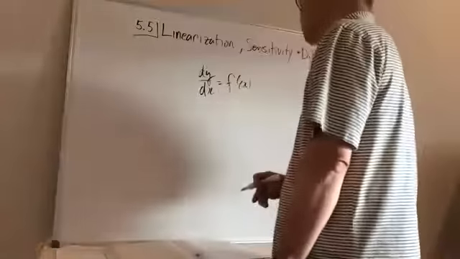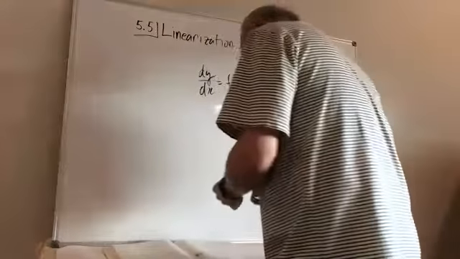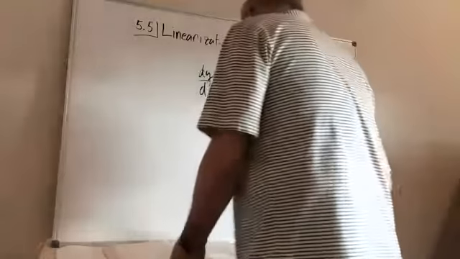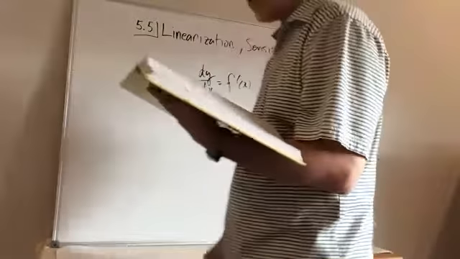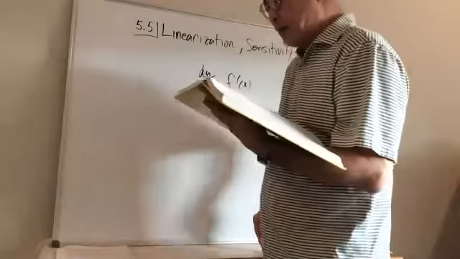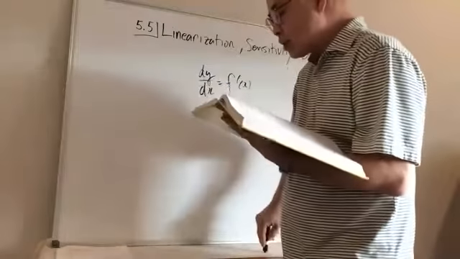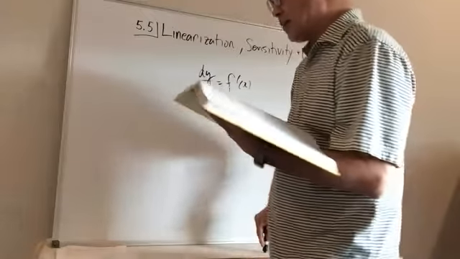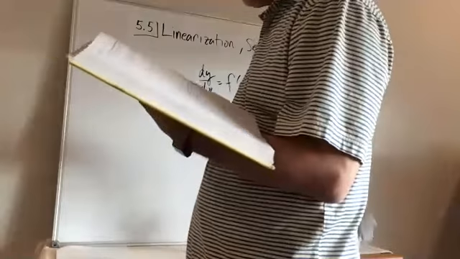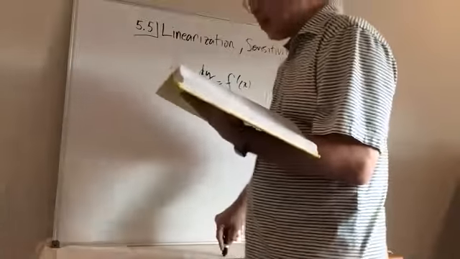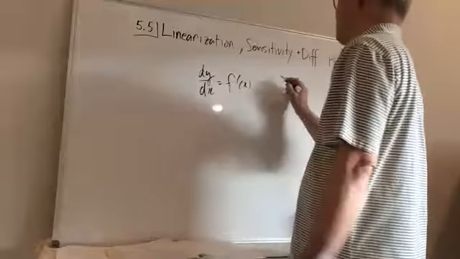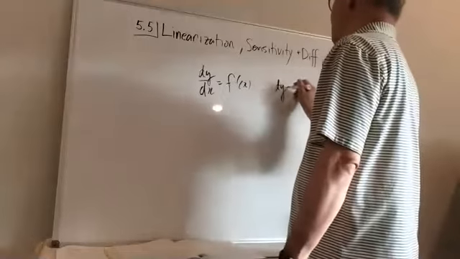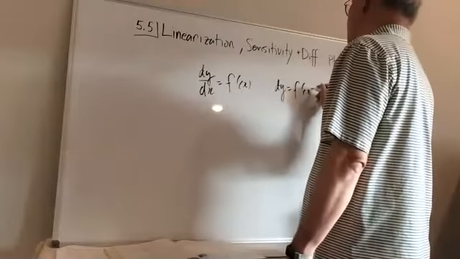Now in differentials, it's a different thing. If you look at the definition there on page 241, differentials. Let y equals f of x be a differentiable function, then the differential dx is an independent variable. The differential dy is this. So now we're going to actually split this up, and we're going to say that dy is equal to f prime of x dx.